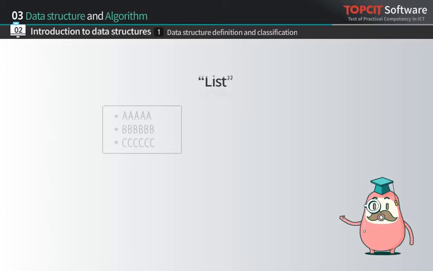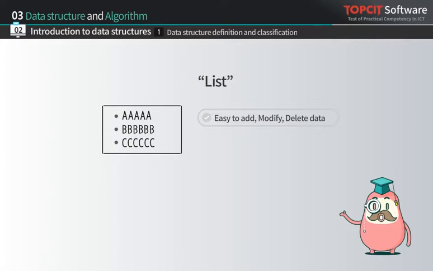The most representative data structure is a list. This data structure makes it very easy to add, modify, or delete data. The to-do list or experimental steps which were mentioned earlier can be included in a list.